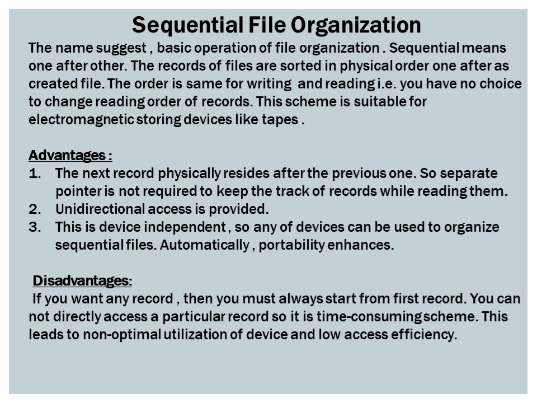There are some advantages and disadvantages of this file organization. We will first see the advantages. First, the next record physically resides after the previous one, so a separate pointer is not required to keep track of records while reading them. When we want to read the data, automatically from one record to another we can go, from second to third, third to fourth, because they are arranged in this way: first data, second data, third data. So there is no need for any extra pointers.